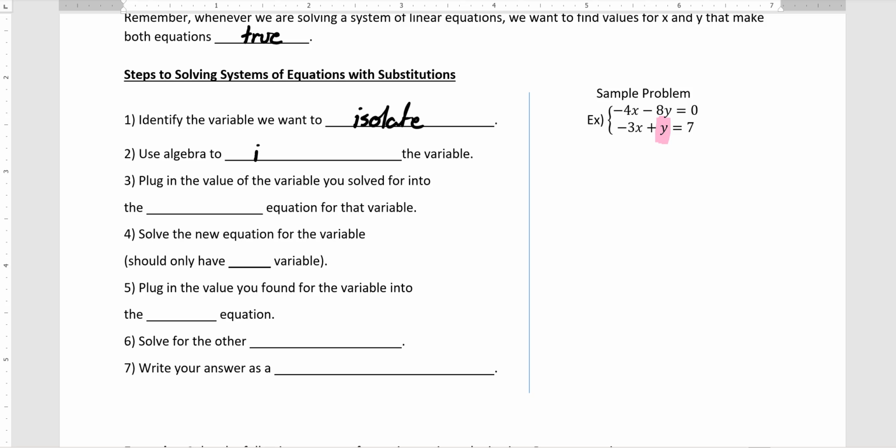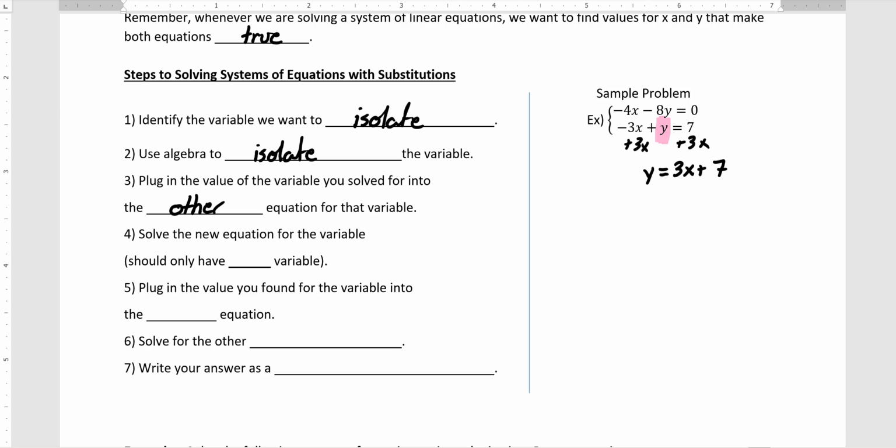So we're going to use algebra to isolate this variable. So we're going to add 3x to both sides, add 3x to both sides. When I do that, I get y equals 3x plus 7. Alright, so now that I've done that, I've isolated this y, I'm going to plug in the value of the variable I just solved for, 3x plus 7, into the other equation for that variable.